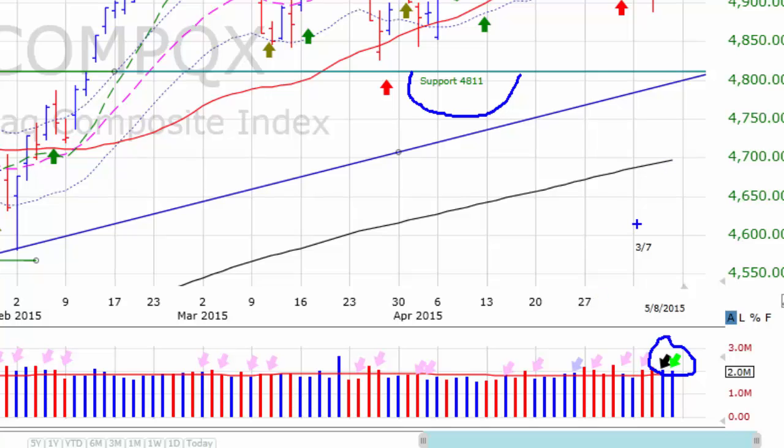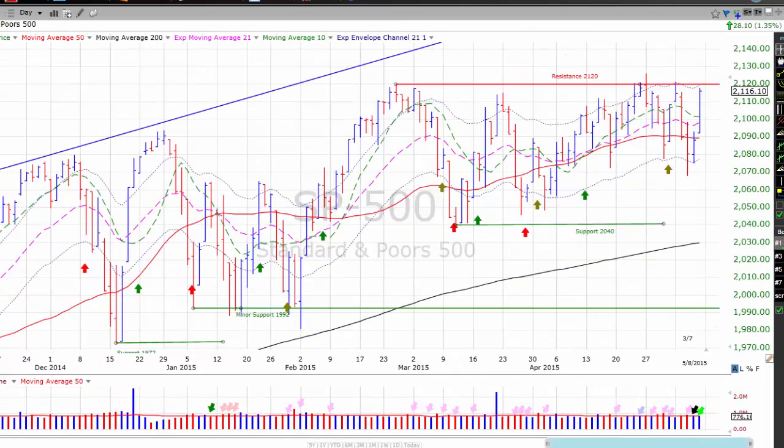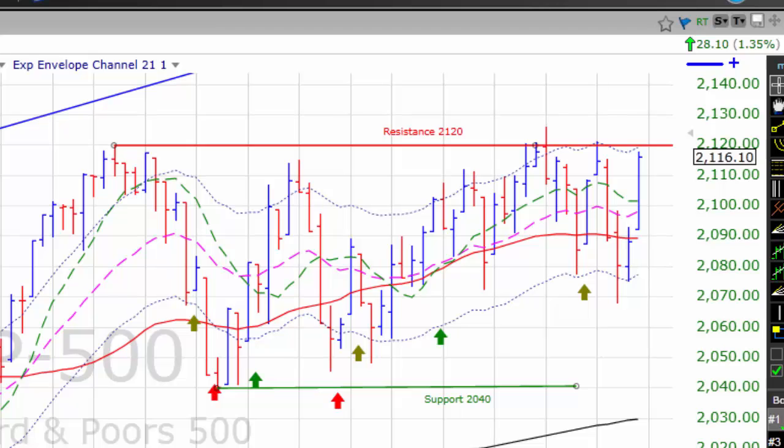Let's take a look at the S&P 500. The S&P 500 yesterday was up 28.1 points, or 1.35%. The S&P closed at 2116. It's currently bracketed by support down here in the 2040 range and resistance up here in the 2120 area. Significant yesterday that the S&P gapped above its 50-day moving average, which we show in red right here.